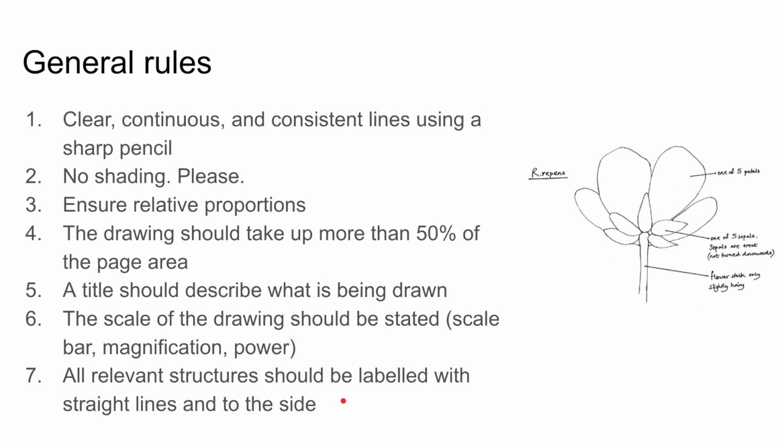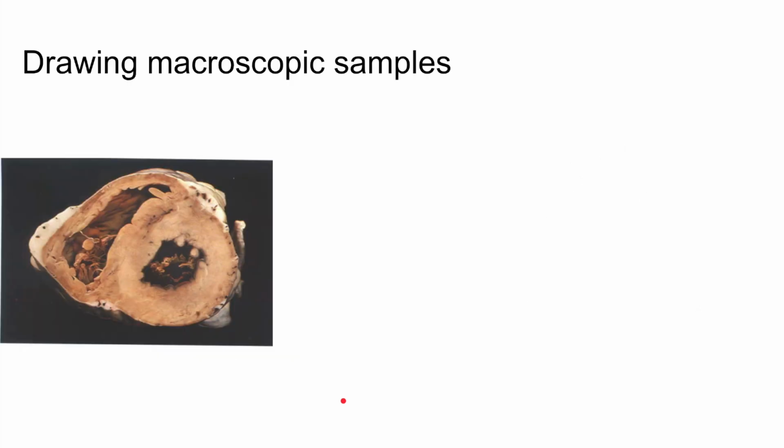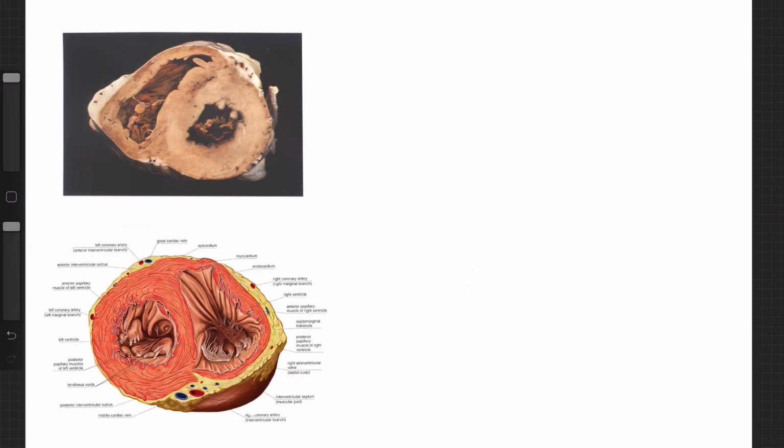Okay, so those are the general rules. They're pretty straight, pretty self-explanatory. So let's move on. So here we have an example of a macroscopic structure that we might want to do a biological drawing of. It is a heart, for example, and it's in front of us, and it's been dissected.